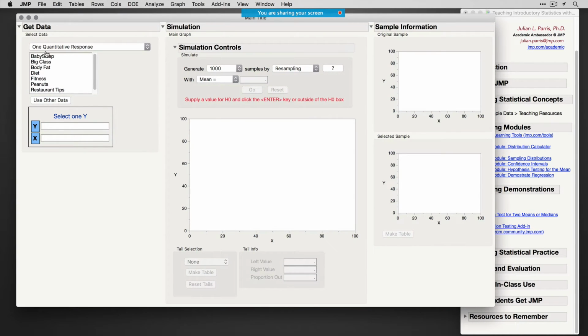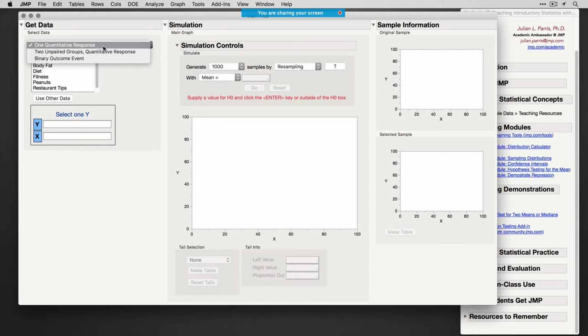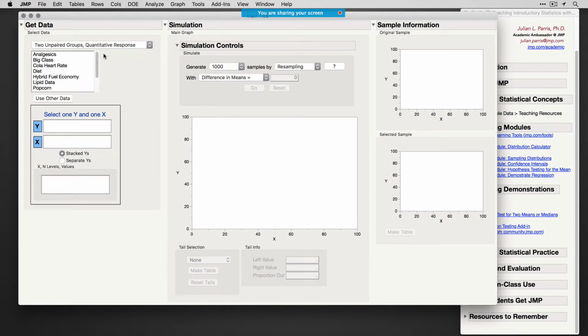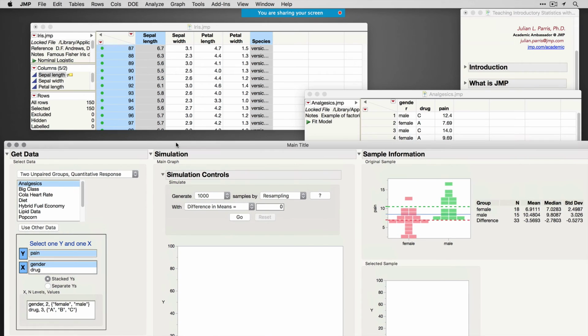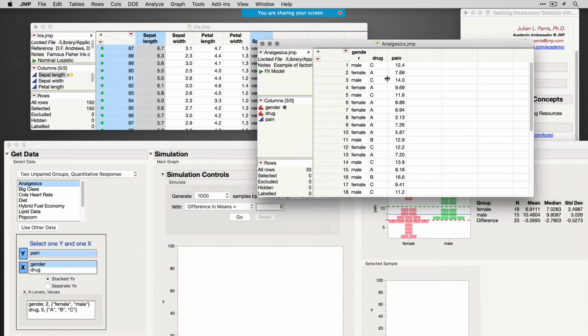It's going to ask me to choose a data set, and I'll choose two unpaired groups here. And let's use analgesics. This is a basic data set where we have measurements on, let's say, drug and gender, and we're looking at pain. The observations in this data set are basically how much pain people report, and we're going to look at their sex here.